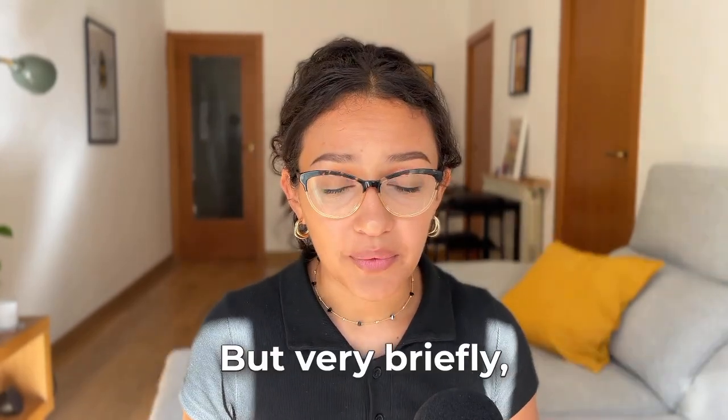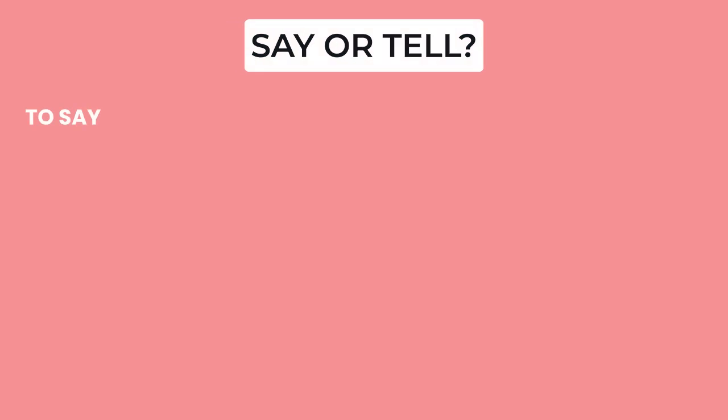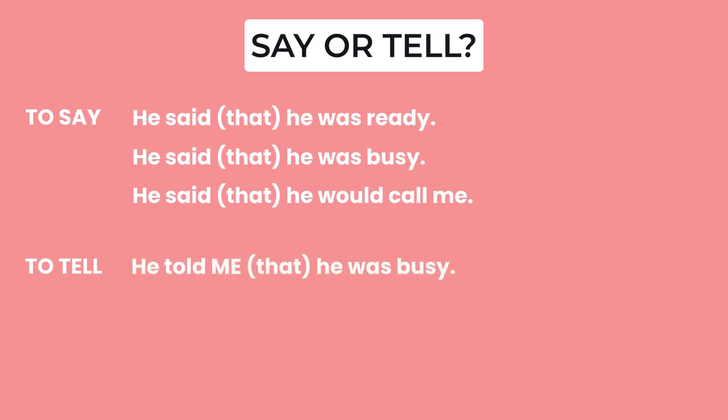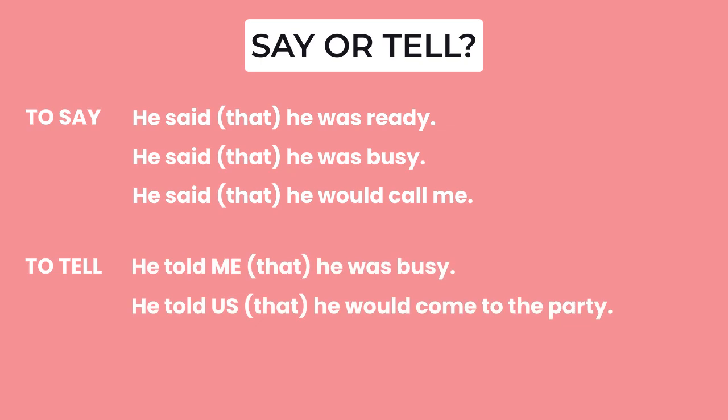But very briefly, if you want to use the verb to say, you can immediately follow that with what was said. He said he was ready. He said he was busy. He said he would call me. If you want to use the verb to tell, it has to be followed by a person. He told me he was busy. He told us he would come to the party.